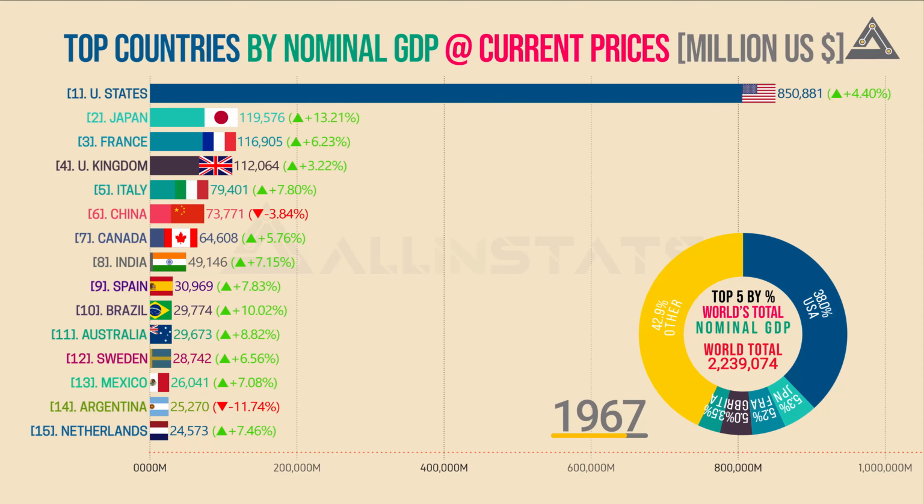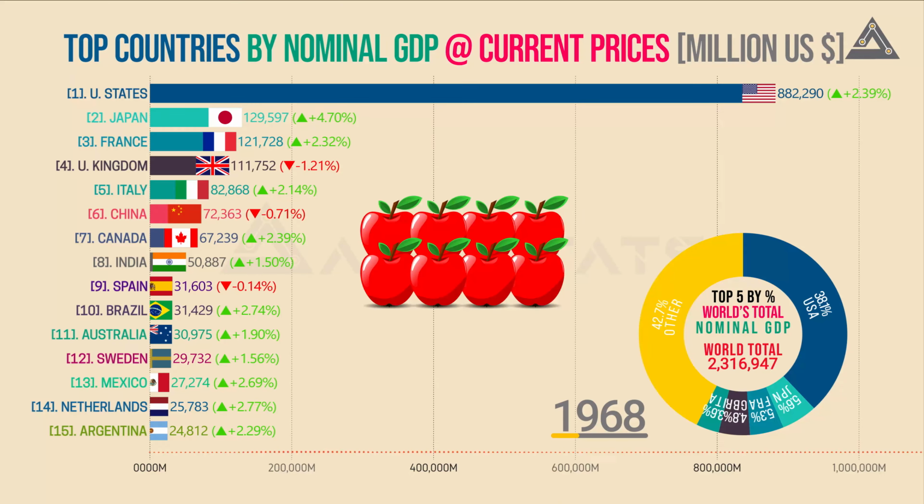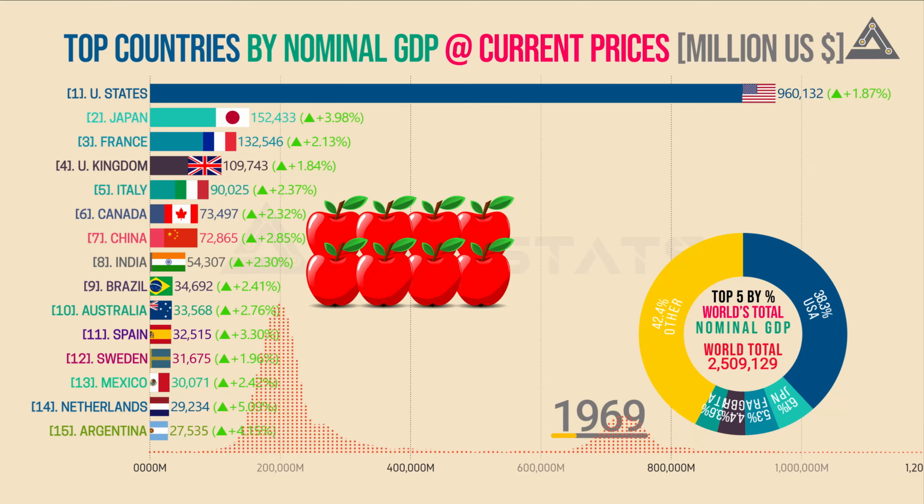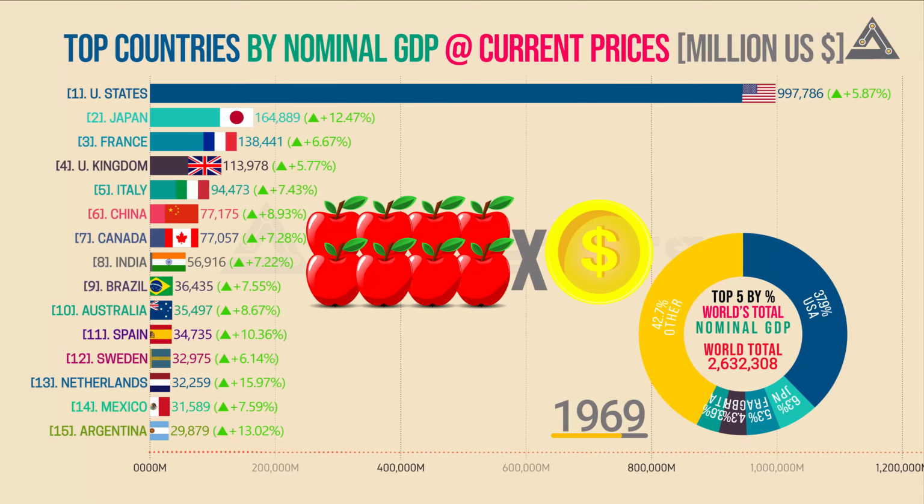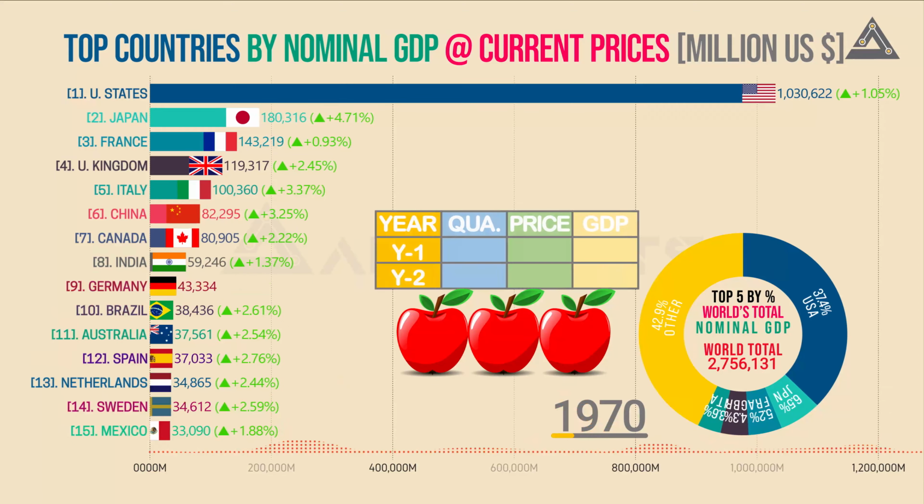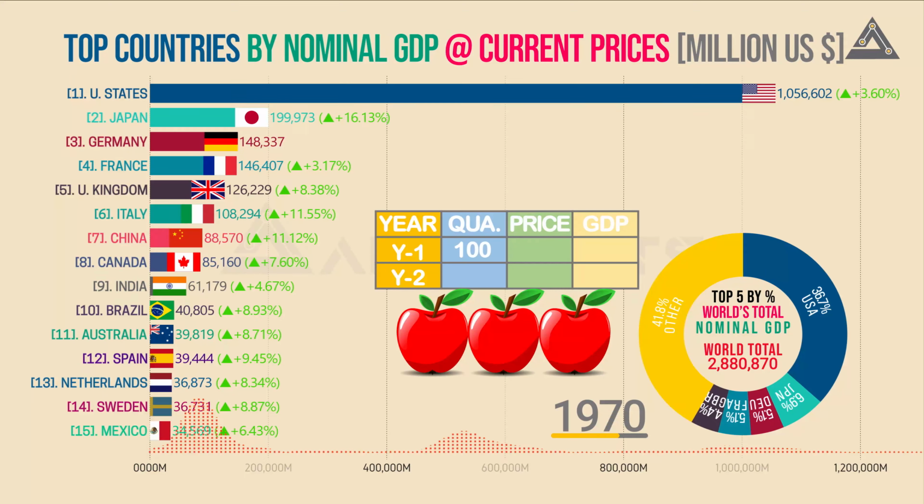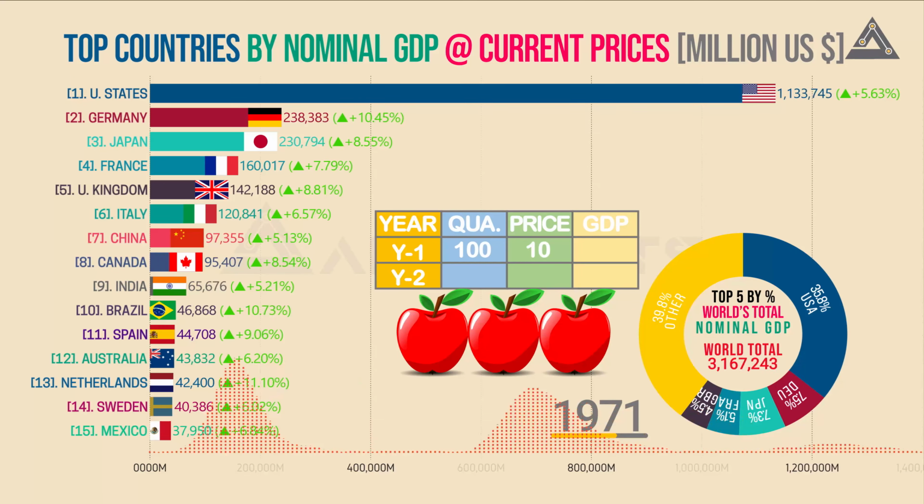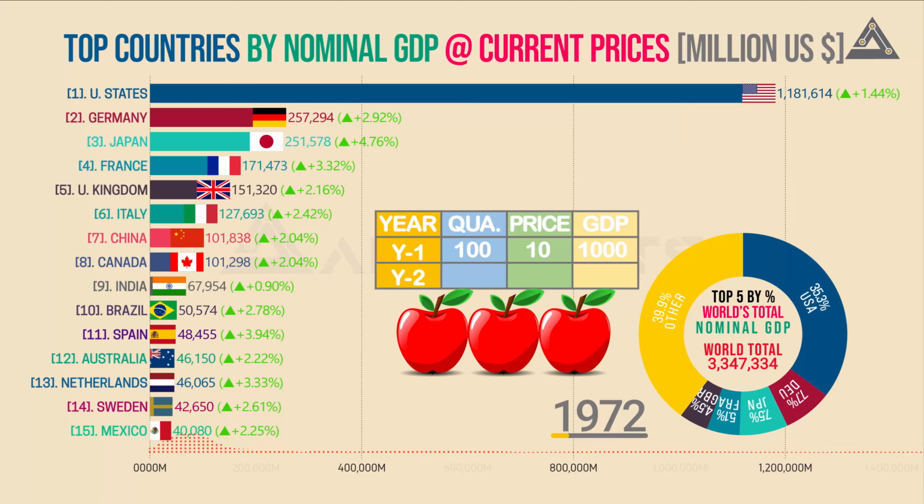Let's understand with a hypothetical example. Let us assume country A only produces apples. Now the GDP of the country would be the quantity of apples multiplied by the price of the apple. Let us assume country A produces 100 apples in year 1, the selling price of one apple being $10. The GDP of the country would be $1,000.